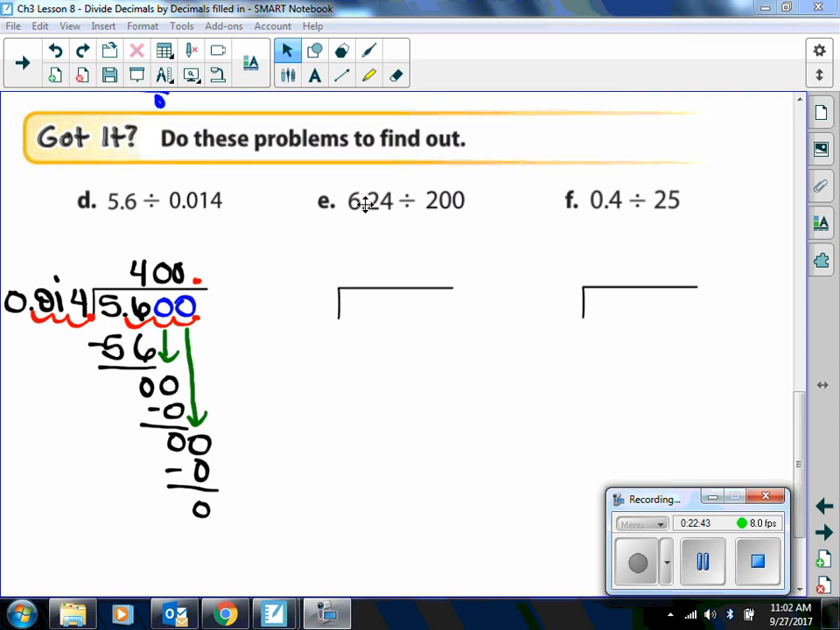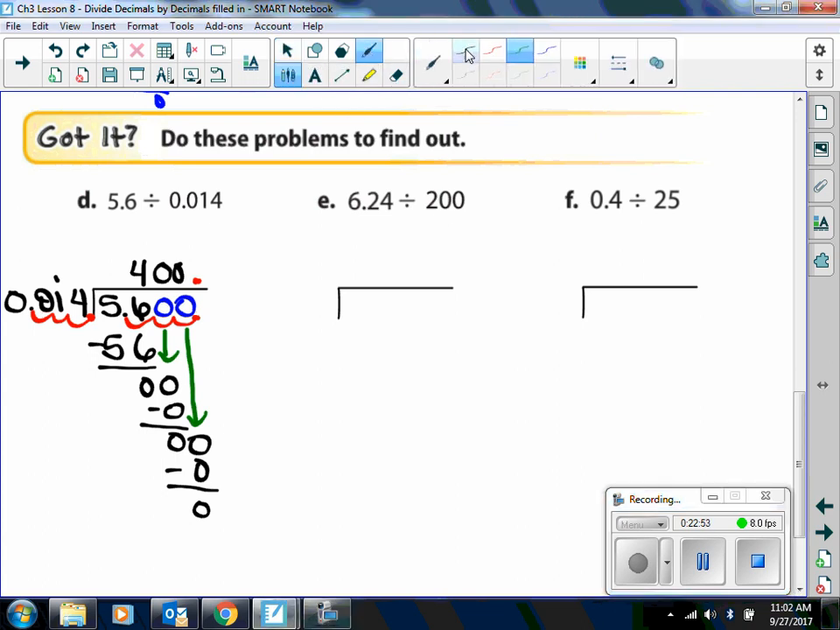All right, so example E says we want to find 6.24 divided by 200. So here we are going to, which one goes inside the house? 6.24, right? 6.24, the 6 and 24 hundredths, goes inside the house, and we're dividing by 200, right? 6.24 divided by 200. So the one that you divide by goes on the outside, right? So 200 goes out here.